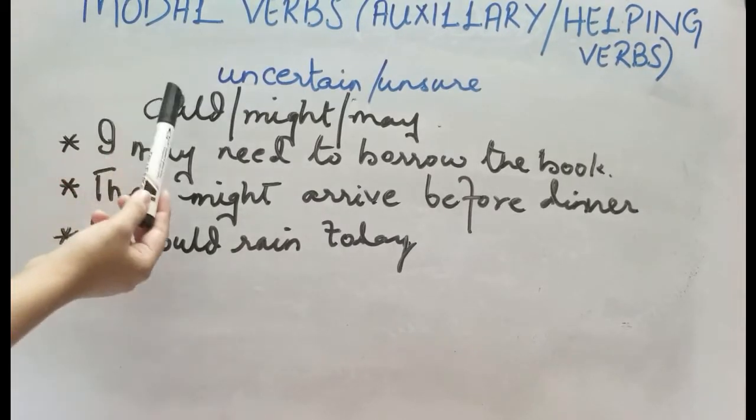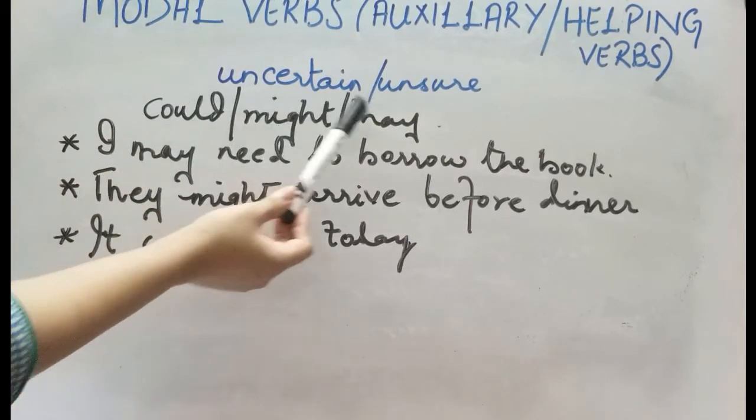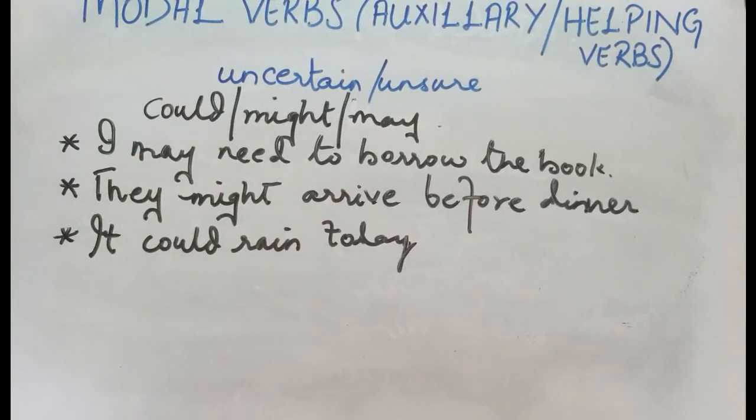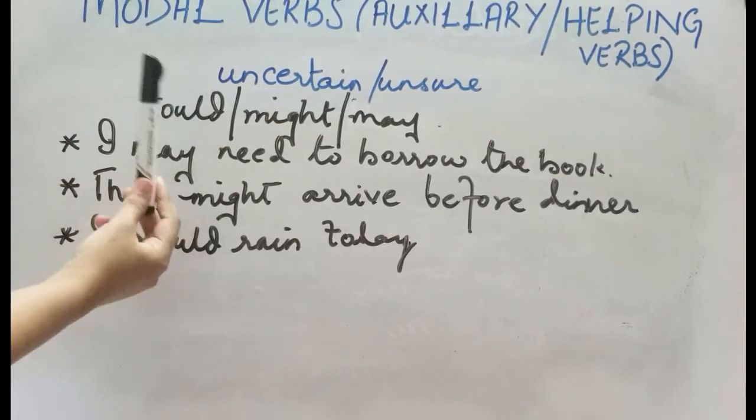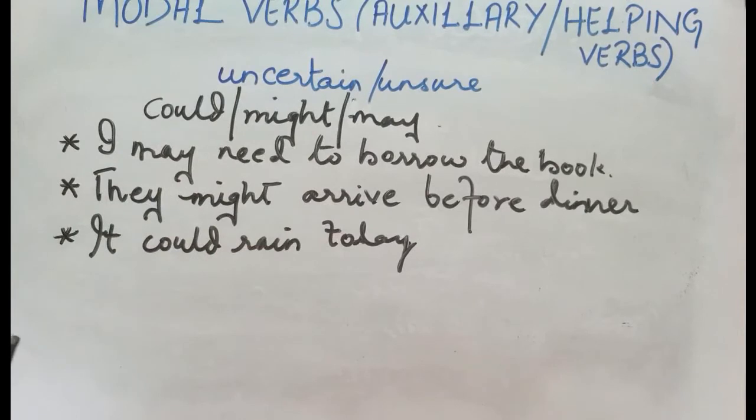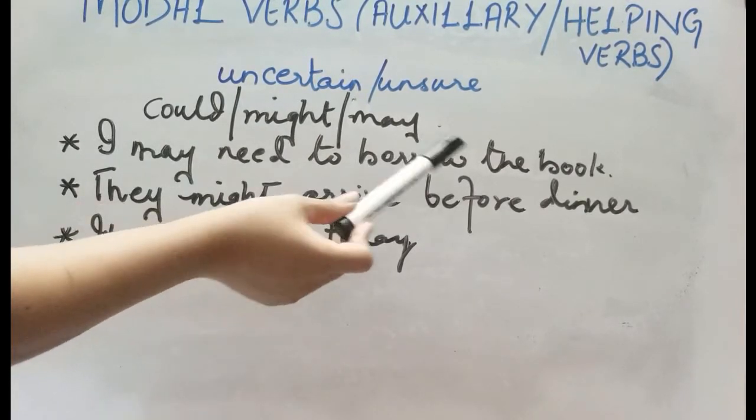Could, the use of modal verbs could, might or may. Okay, when you are uncertain about something, when you are unsure, when you say that something is possible but you are not sure about it, so you use all these modal verbs as could, might or may. Like for example, I have written in my first sentence, I may need to borrow the book.